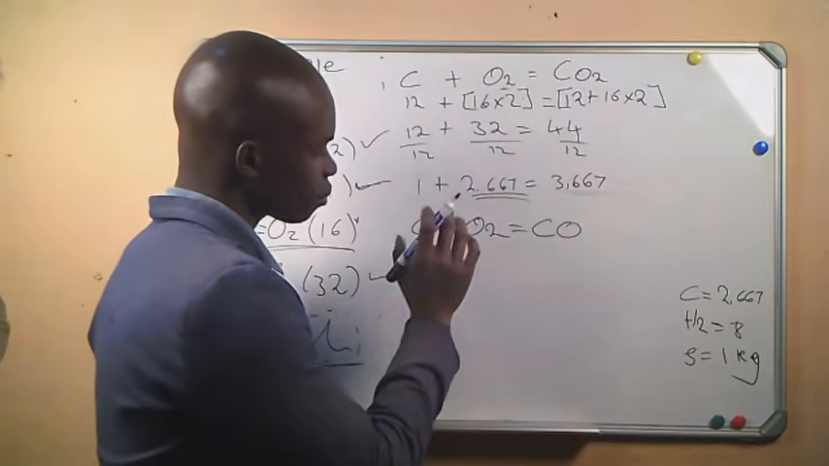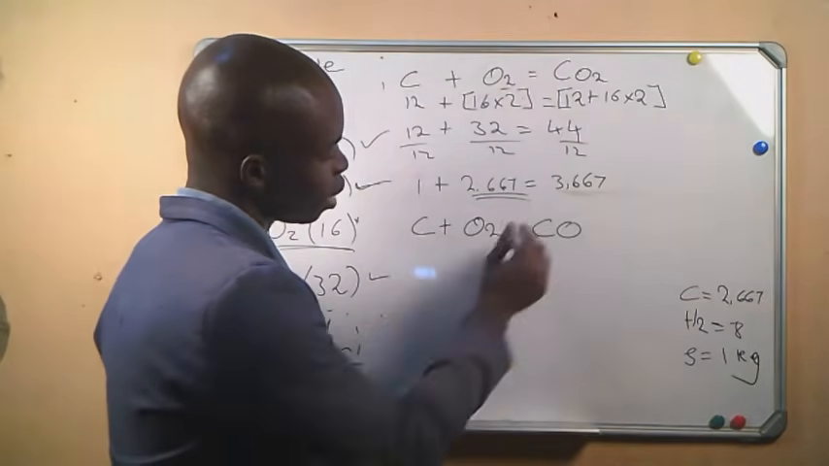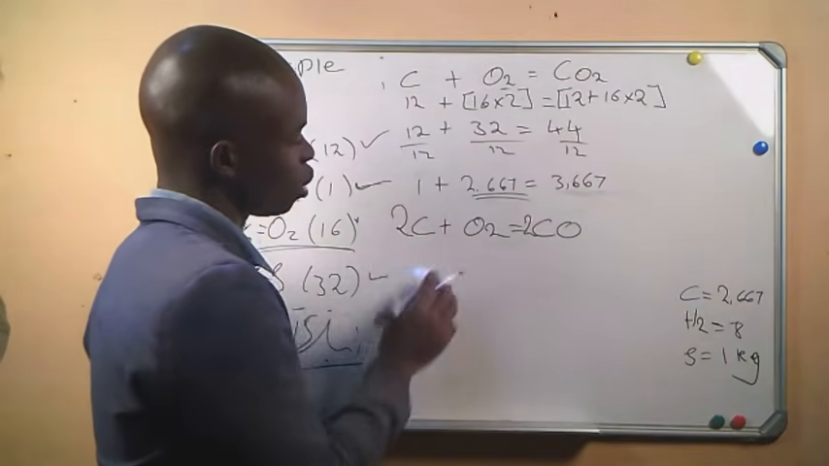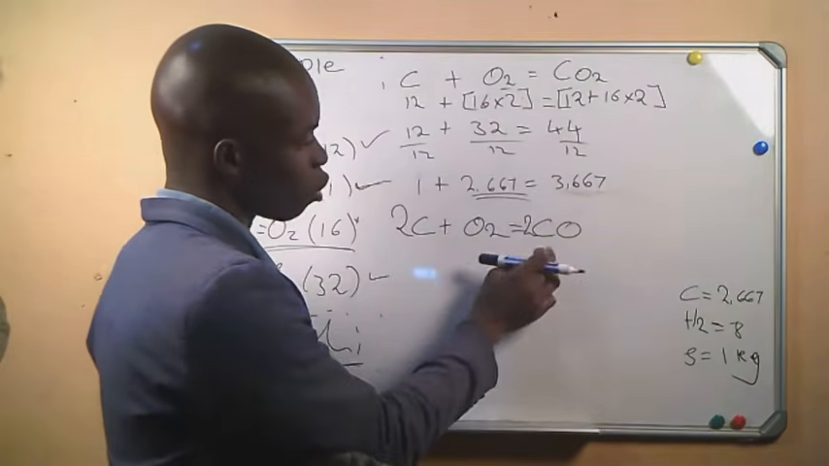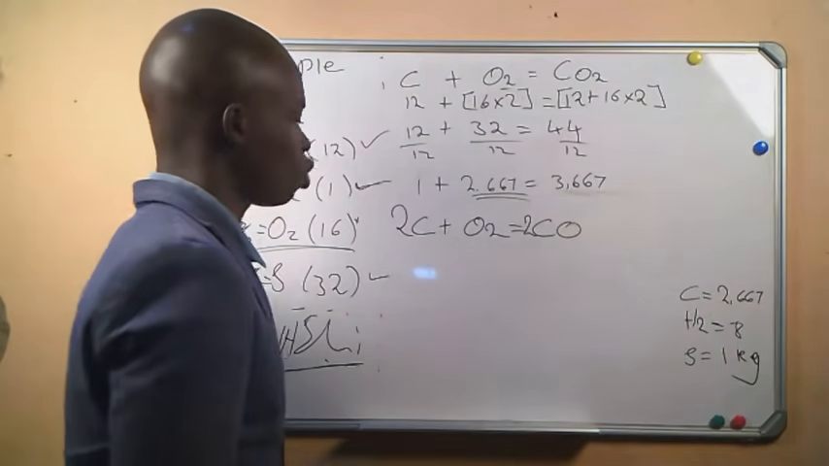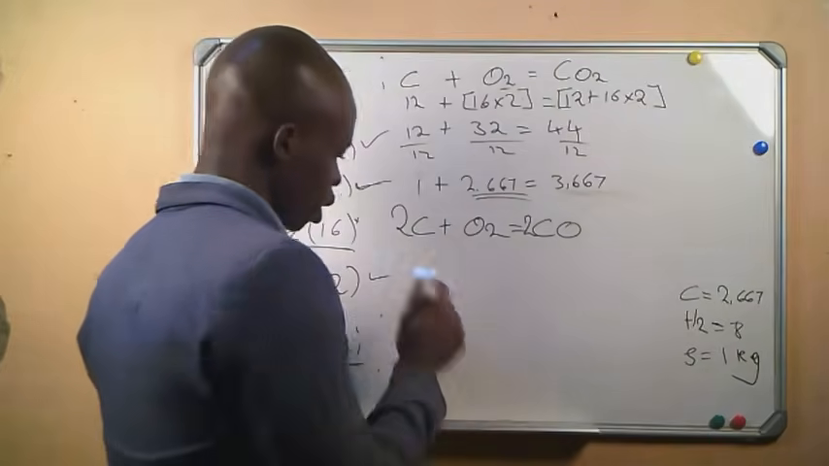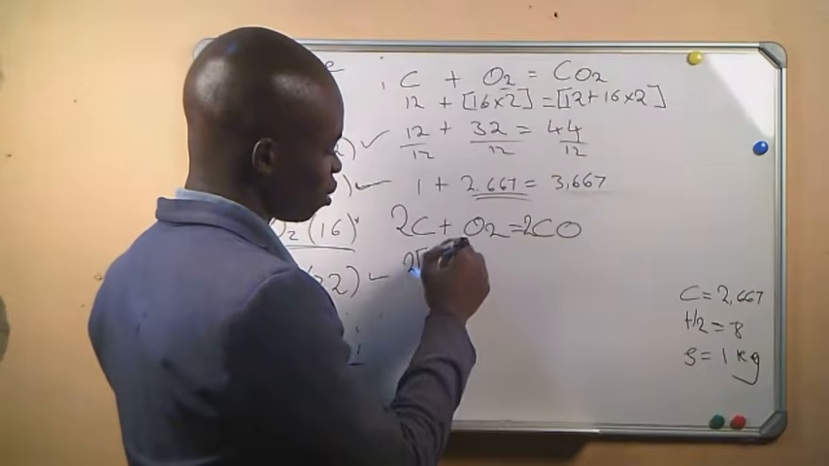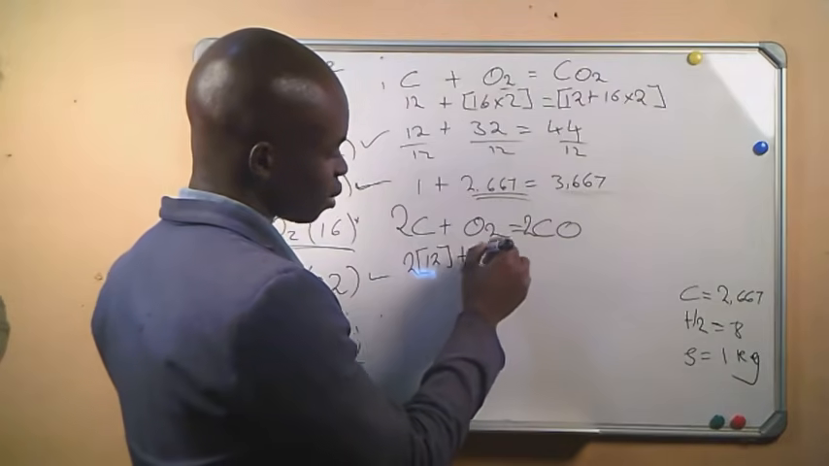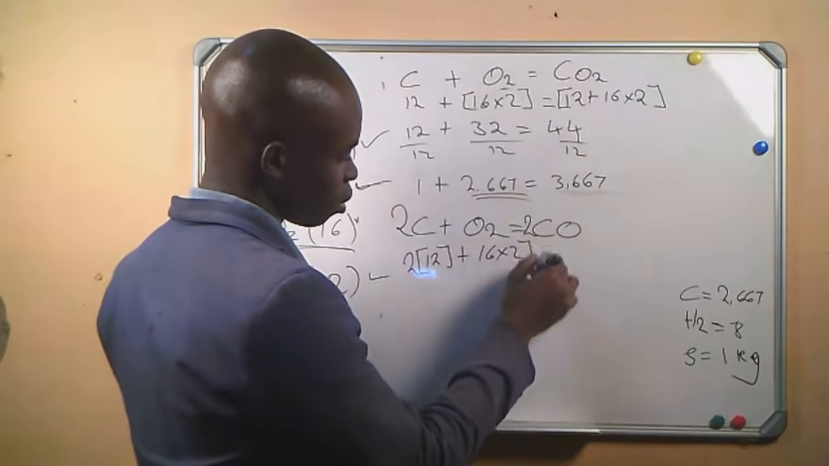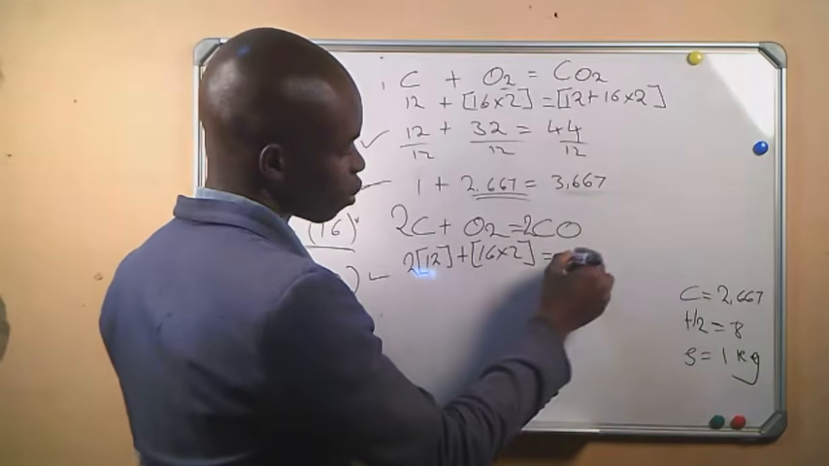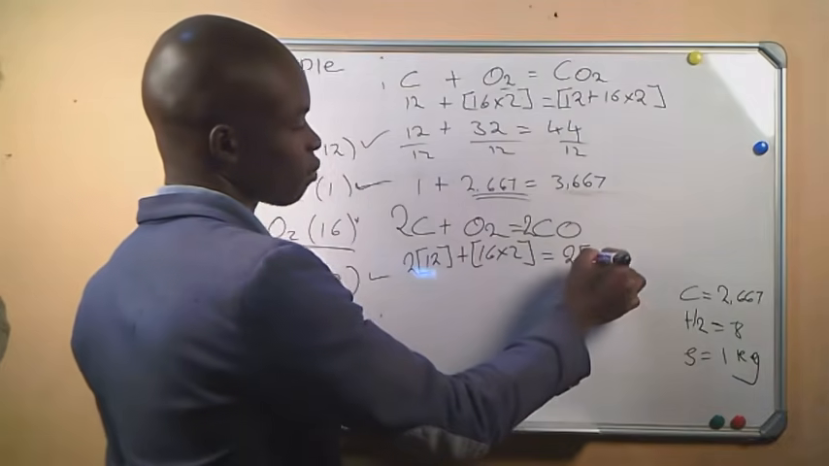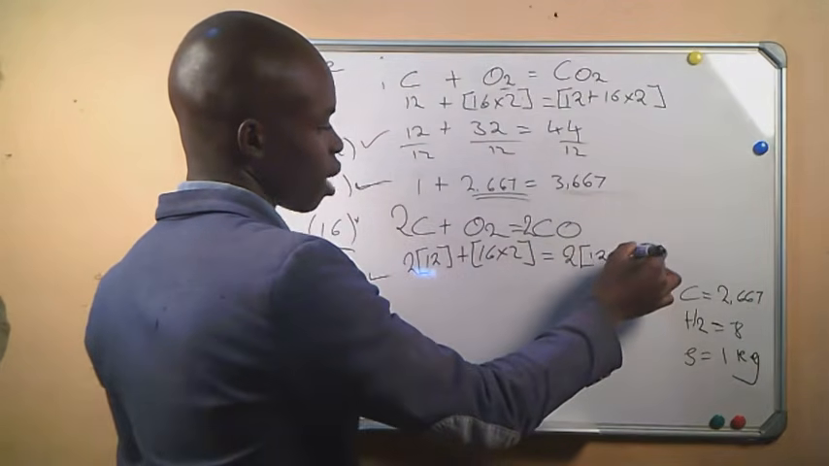And then balancing this, we will say 2 here, and then this will affect this as well, and then we'll say 2 here. And then we have 2 carbon, 2 oxygen. And then from there, we substitute, plus 16 times 2, that's equals to 2. And then our carbon is 12 plus 16.